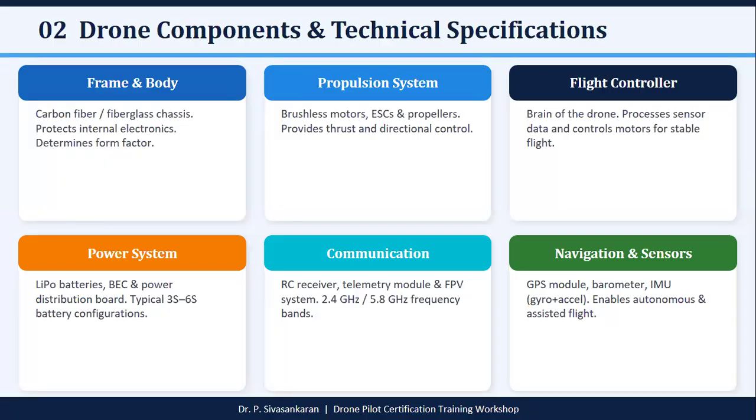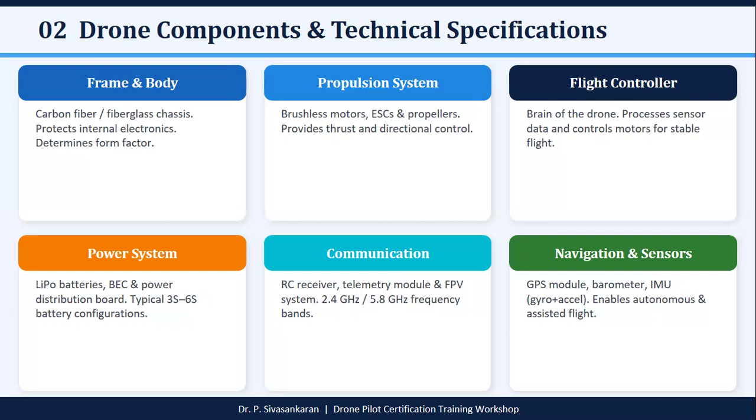Let us now see basic drone components and technical specifications. Every drone comprises several critically important components. First is the frame support. It provides rigid structural support and protection for the internal electronic systems that are incorporated in the drone assembly. The propulsion system includes motors, electronic speed controllers, and propellers that generate lift and movement.